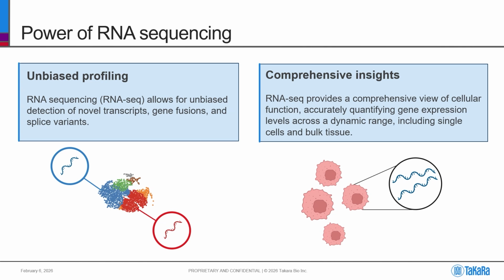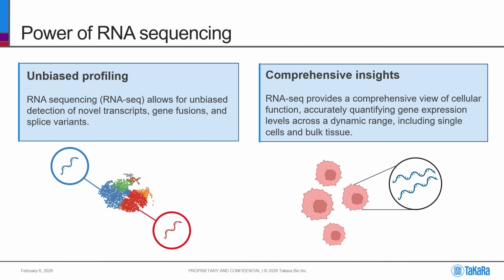dynamic layer of gene expression by revealing how genetic information is actively transcribed and regulated. RNA sequencing has become the gold standard for transcriptome profiling. It enables unbiased profiling. Unlike targeted approaches, RNA sequencing does not require prior knowledge of genes, allowing us to detect novel transcripts, gene fusion, and alternative splice variants that might otherwise be missed.